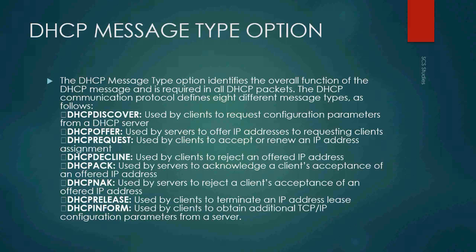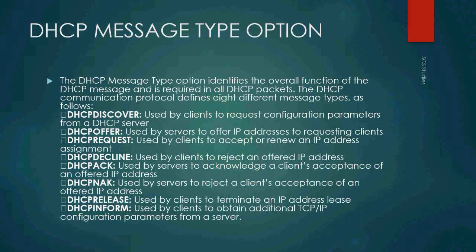The first message type, which is used by a DHCP client in a DHCP server environment, is known as DHCP Discover, used by the client to request configuration parameters from a DHCP server. So the first thing is, when you turn on your Windows 7 client machine on a network, the first thing that your machine will do is request the configuration parameters from a DHCP server.